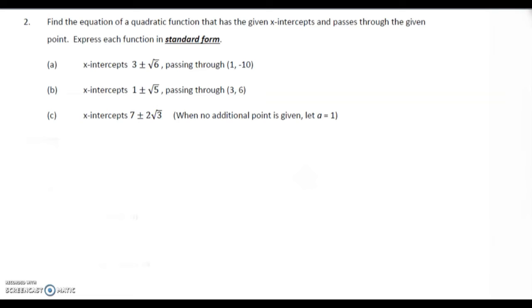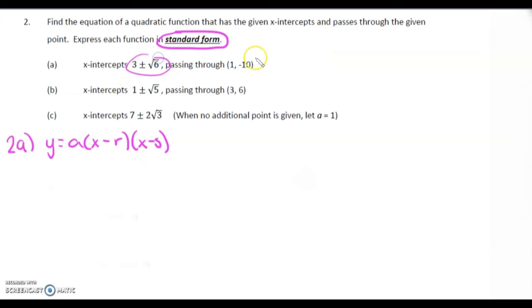Find the equation of a quadratic function that has the given x-intercepts and passes through the given point. So the exact same question, however, this time we are going to express it in standard form. When we take a look at all of these examples, A, B, and C, they all have radicals in them. So they're all going to take on approximately the same form. So 2A, we're still going to use the factored form because we're given two factors.